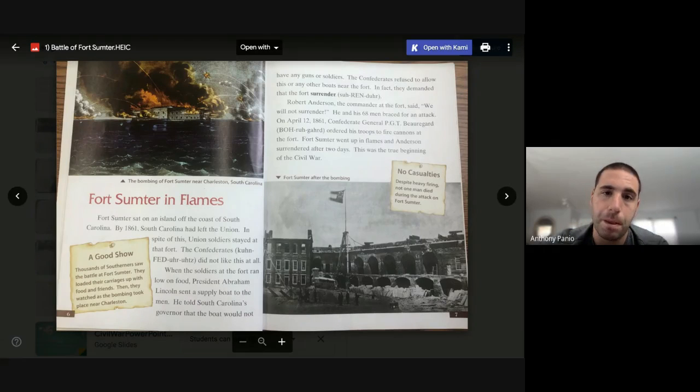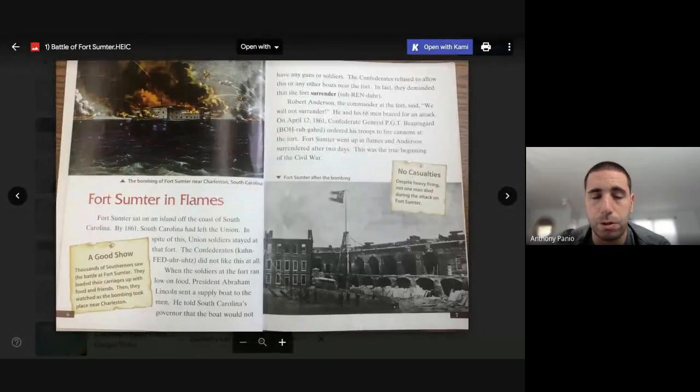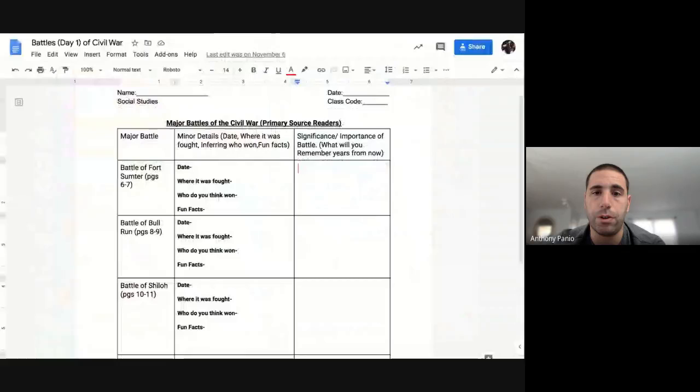All right, so let's fill in this graphic organizer. So the first thing we need is the date. Okay, so if you kind of just preview or look at the text, you should be able to pick out the date is right here, April 12th, 1861. So as we go here, we're just going to fill that in.